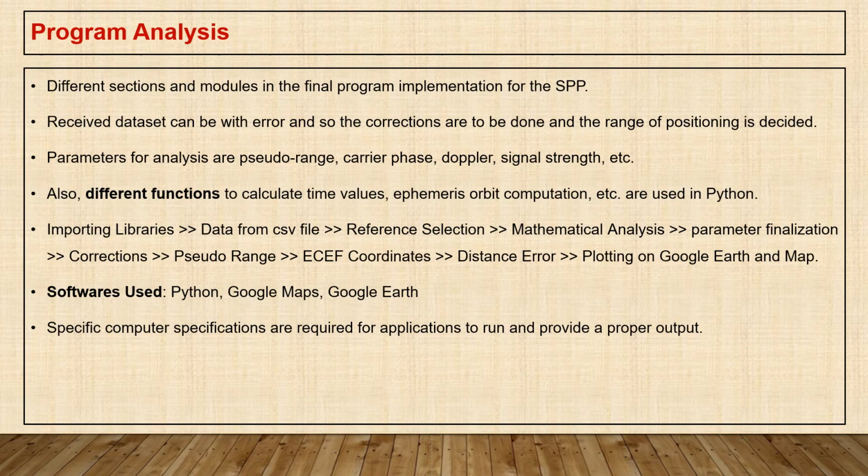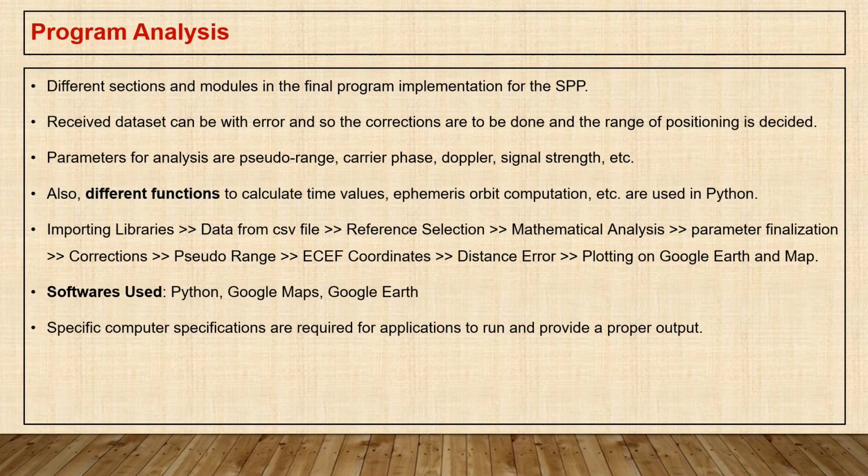So here is the program analysis for the final implementation of SPP for the NavIC receiver. This analysis would be carried out in different stages, and the received data set would be with error. So there are different corrections implemented for the same. The parameters for analysis are pseudo range, carrier phase, Doppler, signal strength, etc. The software used would be Python, Google Maps, and Google Earth, as the final output would be displayed on Google Maps and Earth as well.